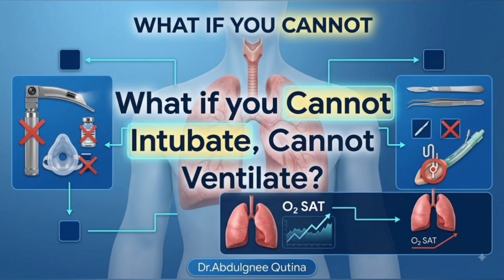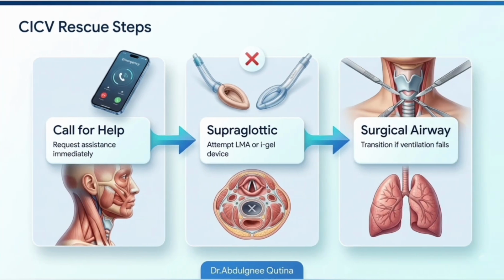When this happens, you need robotic, zero-hesitation adherence to your rescue pathway. The only thing that matters now is preventing hypoxic brain injury. Here is your exact decision-making process for the rescue. First, call for help loudly and immediately. Next, you drop the laryngoscopy and try a supraglottic rescue device, like an LMA or an iGel, just to get oxygen flowing without needing to enter the trachea.